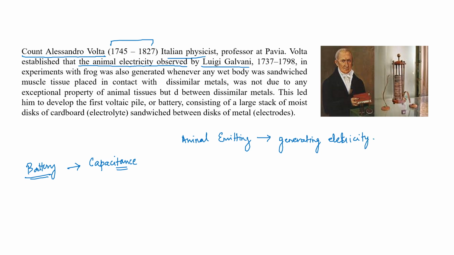So according to Sir Galvani, these animals are emitting energy by the process of bioluminescence. Maybe they have this property of emitting light. What is bioluminescence? It is a property of biological objects to emit light. That is called bioluminescence. So Sir Galvani thought of this.